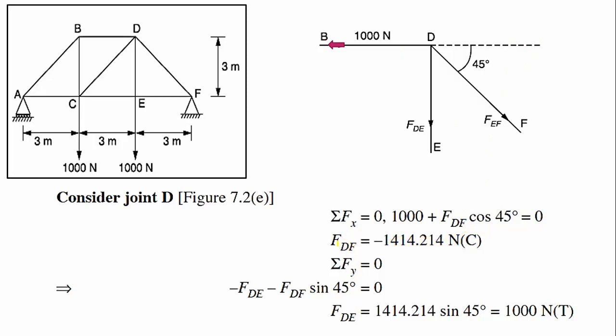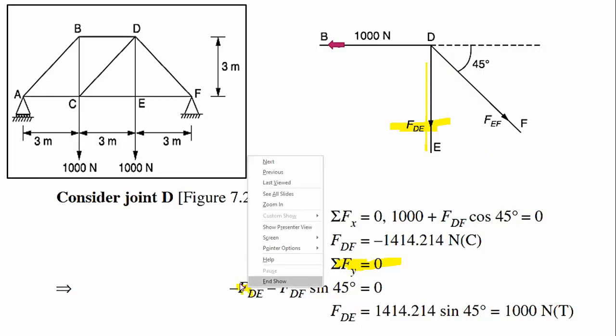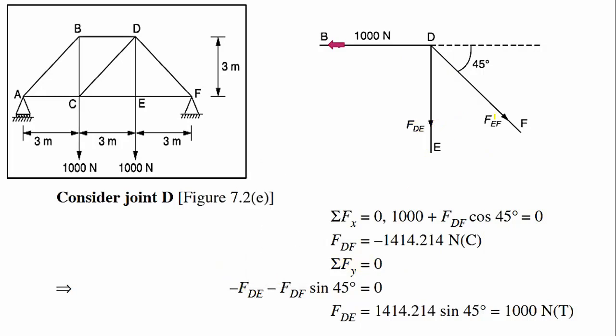Next we will apply summation of Fy is equal to 0, right? So if you take this FDE, it is moving downwards, therefore minus FDE. Next is this FDF, this is DF, if you resolve, it is going to move downwards, therefore minus FDF along the angle we are resolving, sine of 45 degrees, that is equal to 0. If you solve for this, you will get FDE as 1000 newtons. Positive answer means tension.